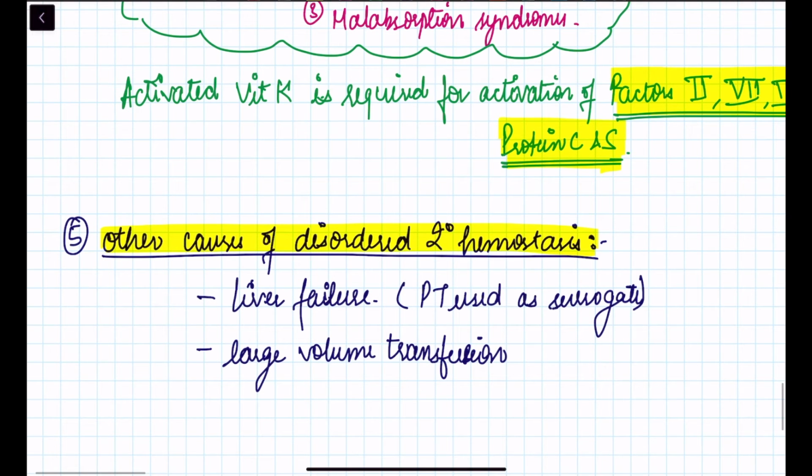So the other causes of secondary hemostasis disorders can be liver failure. All the coagulation factors are not synthesized, and we use prothrombin time as a surrogate marker to measure the amount of liver failure which has occurred over time. And of course, a large volume transfusion, because if you're transfusing a large volume of packed RBCs, then you're filling up the entire circulation with RBCs, and the per milliliter quantity of platelets reduces.